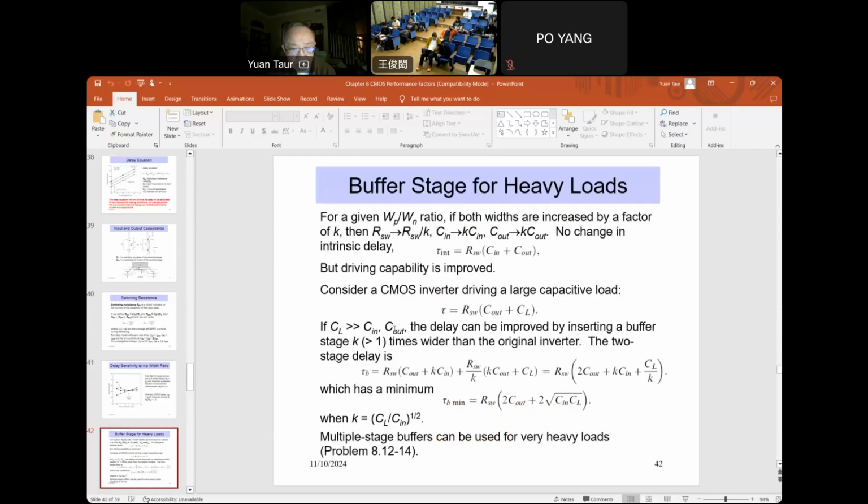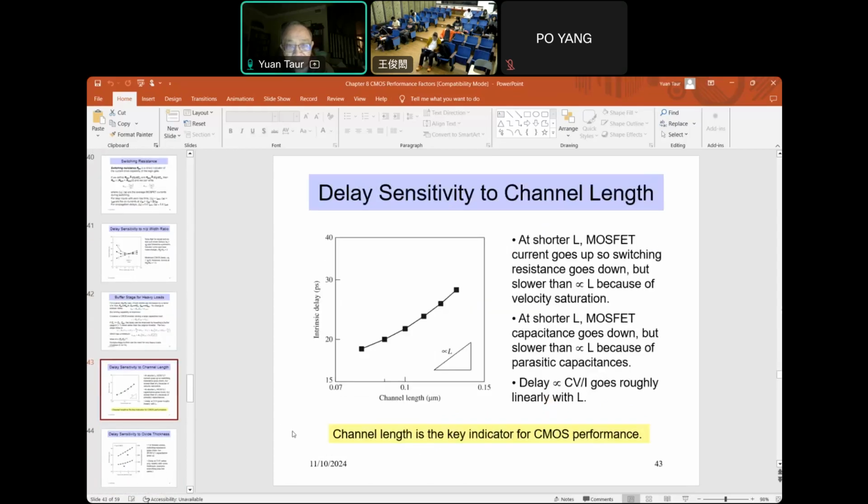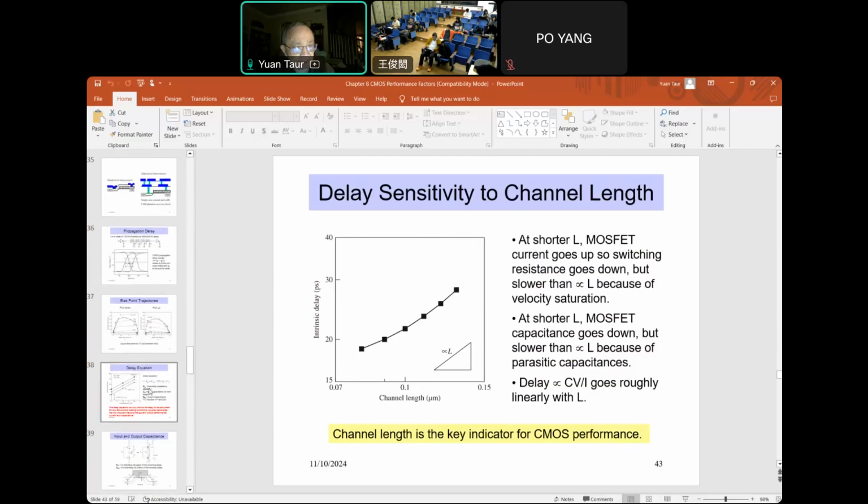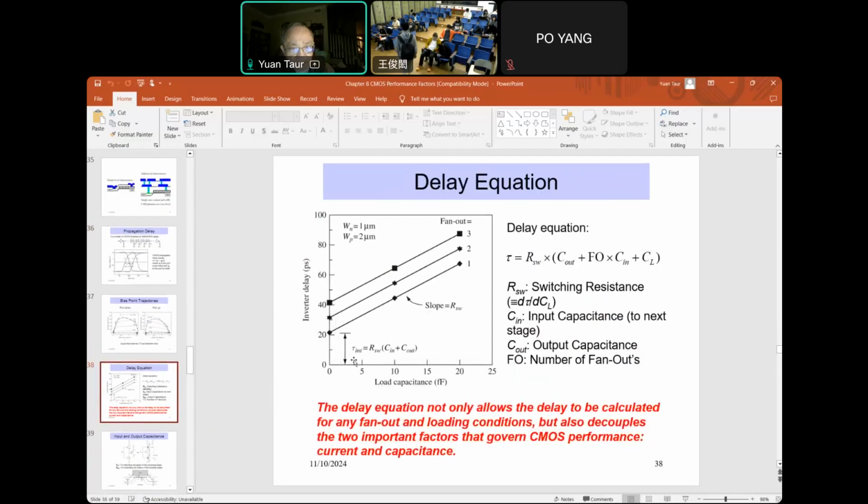Okay, so that's the buffer. And next, we consider the delay sensitivity. Here we can focus on intrinsic delay as a function of channel length. Okay. Now, for intrinsic delay, let's go back to that. Okay, the intrinsic delay is R switch and the capacitance.